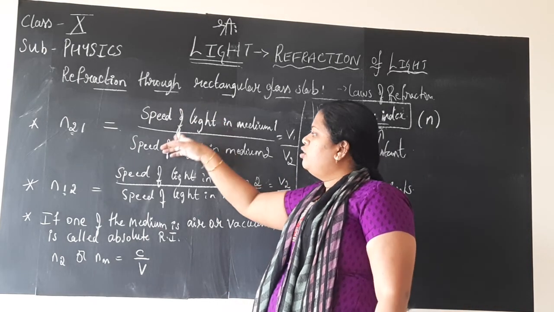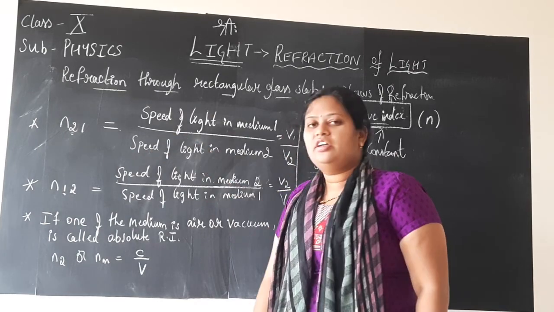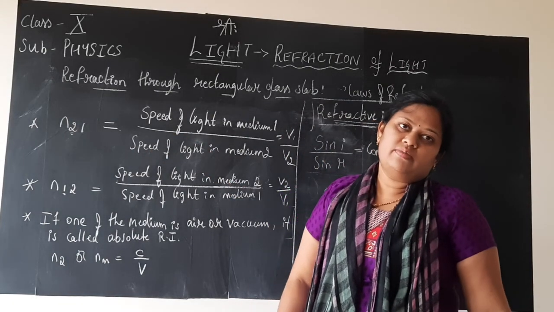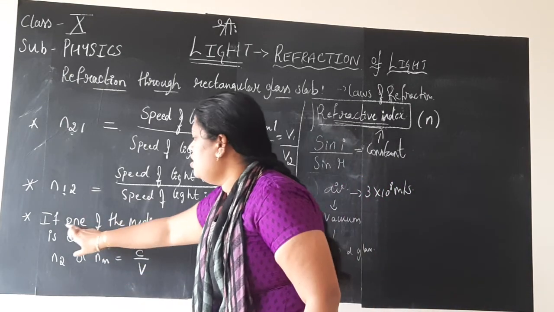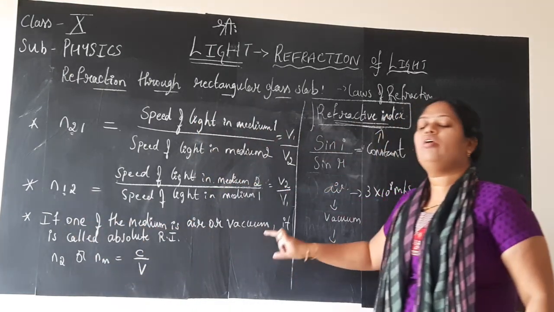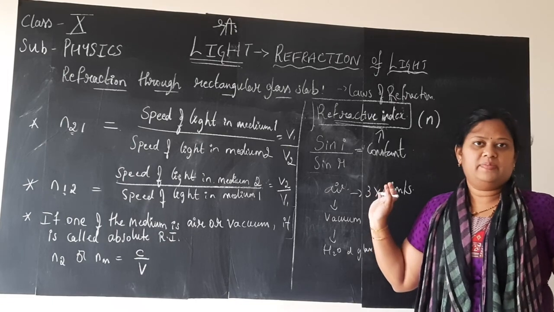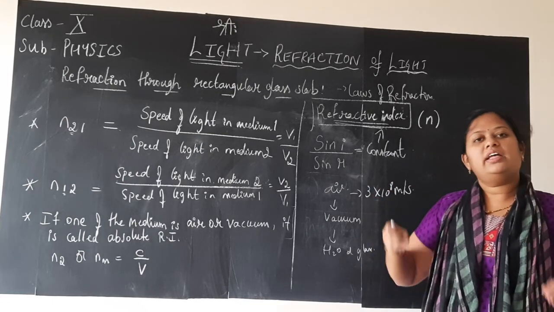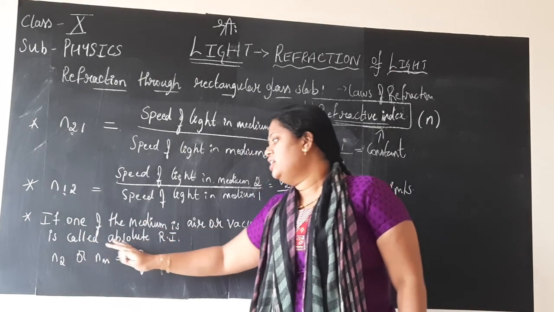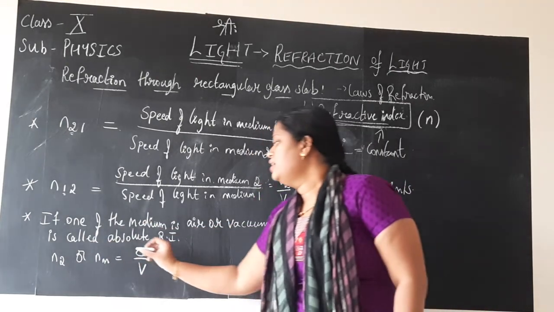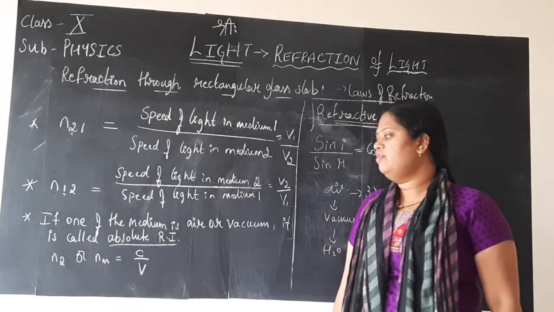Now, the two mediums we have considered in both the cases can be any medium, children. But if at all one of the mediums is air or vacuum, it is fixed, that is, we know one medium is air or vacuum. So in that case, children, the refractive index is called the absolute refractive index.